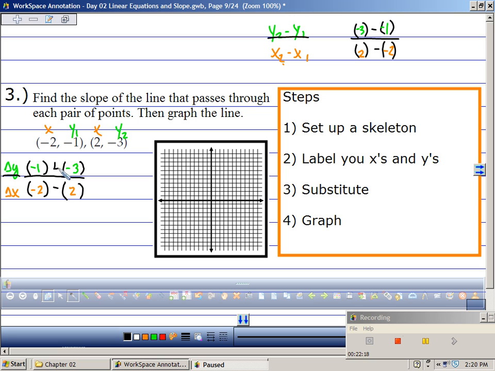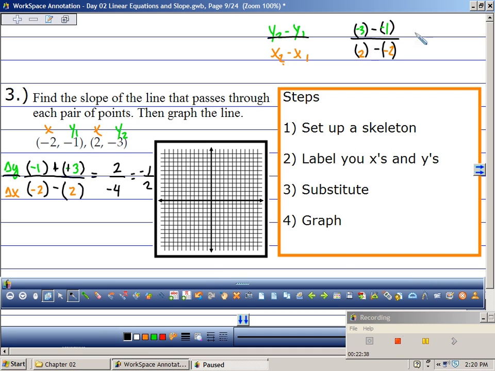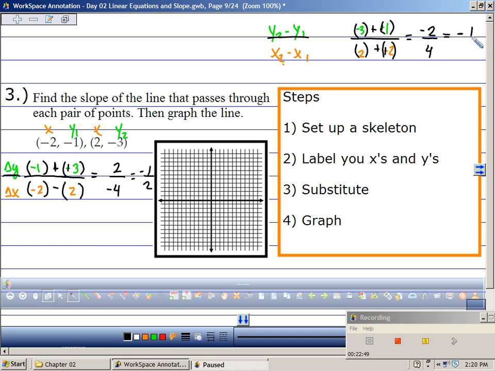All right, so -1 minus -3. This becomes plus. The opposite of a negative is a positive. So then I have a 2 over -2 and -2 make -4. If I were to simplify this fraction, it's -1/2. Do it up here. Negative and opposite of the opposite. -3 plus 1 is -2 over 2 over 4.